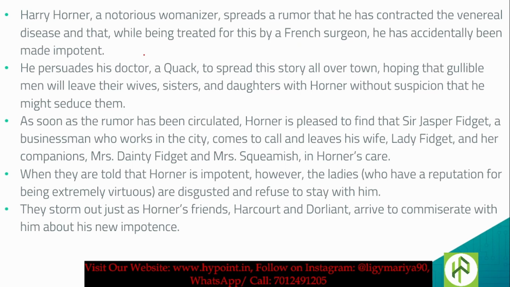He persuades his doctor, a quack, who spreads this story all over town, hoping that gullible men will leave their wives, sisters and daughters with Horner without suspicion that he might seduce them. So it's a trick. It's not at all true, just a rumor. He persuades his doctor friend, the quack, because there should be scientific backing to his story, and the doctor did spread the rumor.